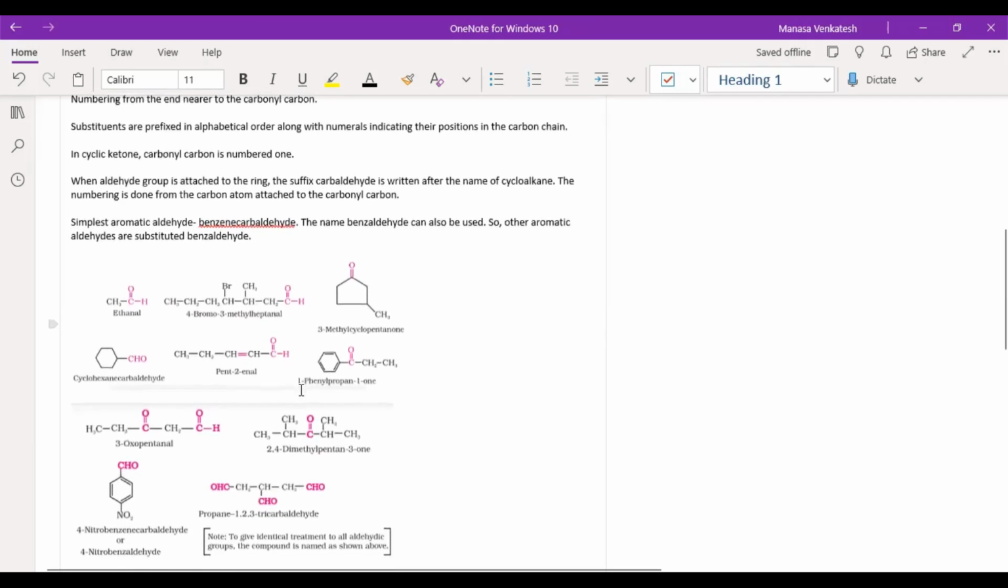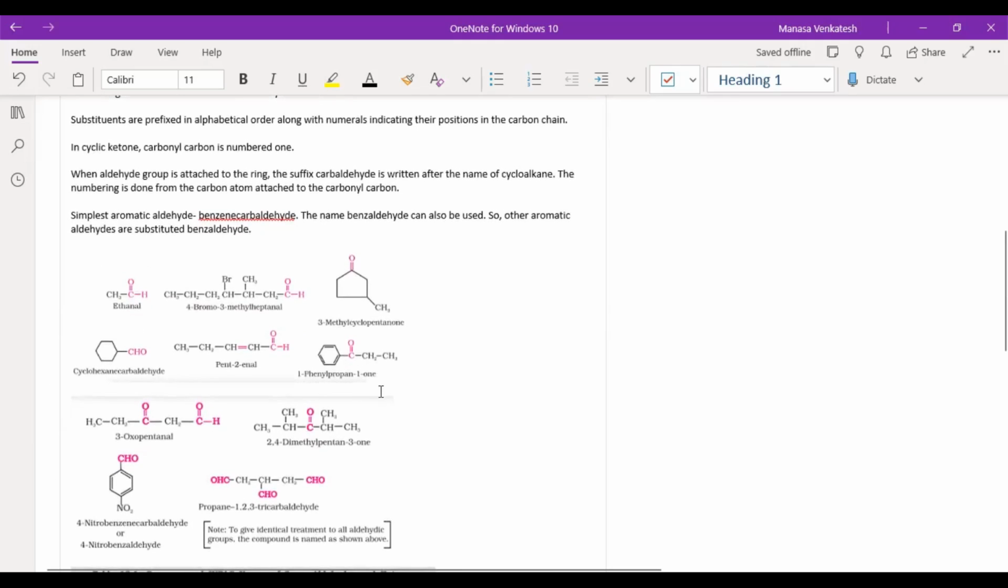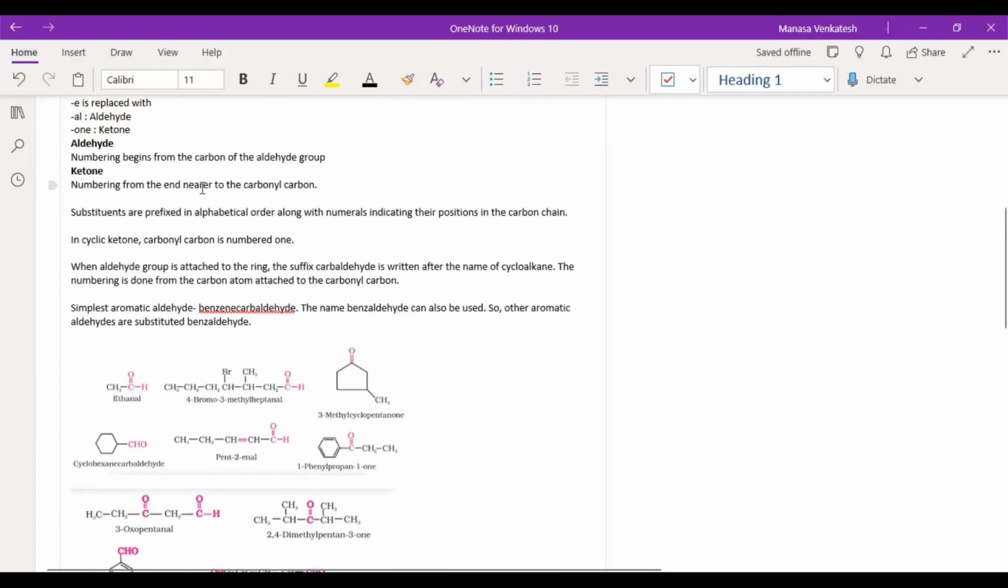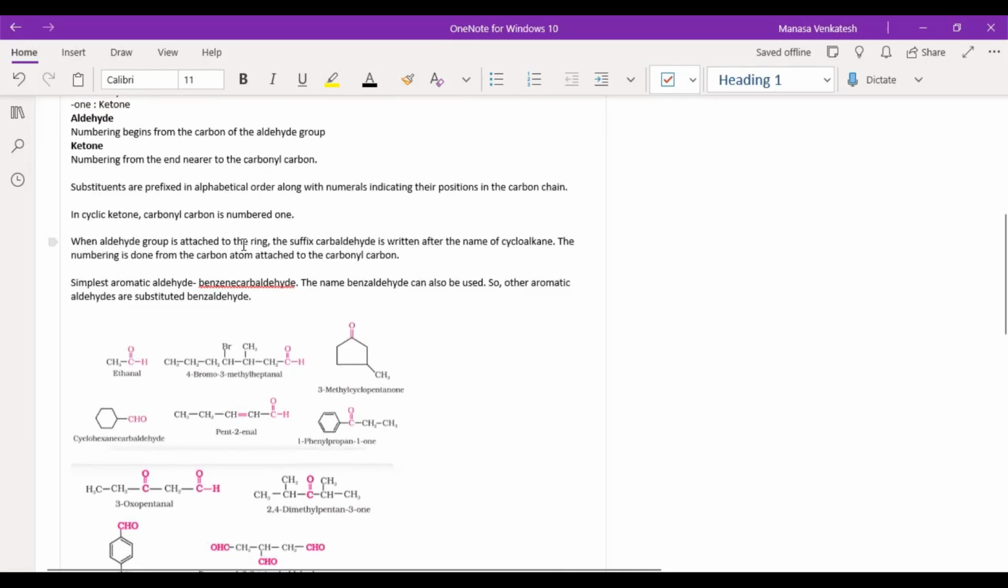In ketones, however, it is numbered in such a way that the end nearer to the carbonyl carbon gets the lower number. The substituents will be prefixed as always, but they're arranged in alphabetical order. So you have 4-bromo, 3-methyl, heptanone. In alphabetical order, bromo comes before methyl.